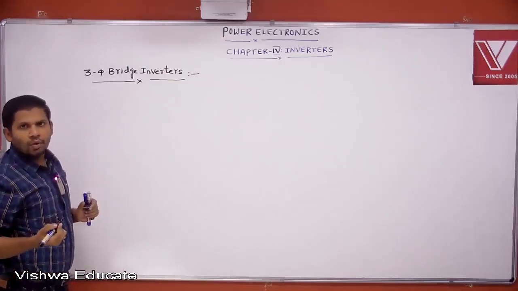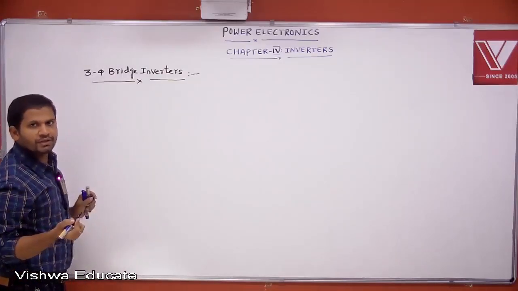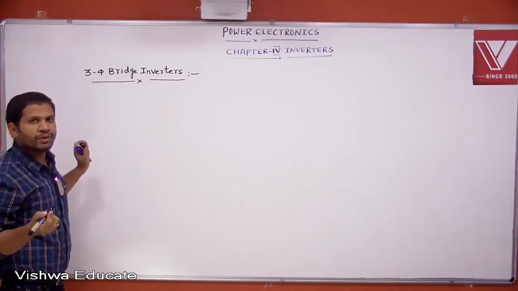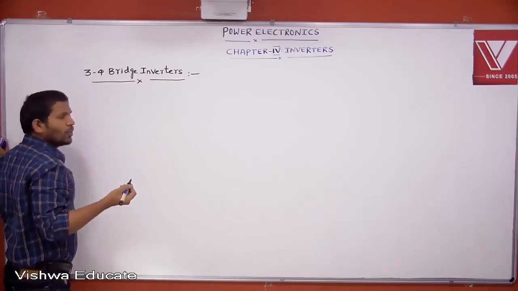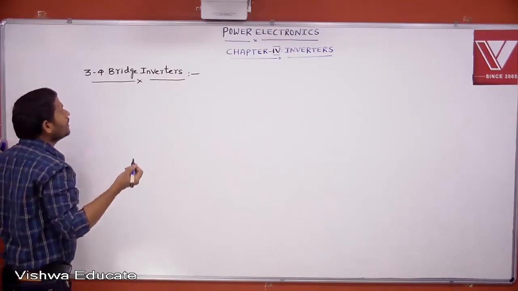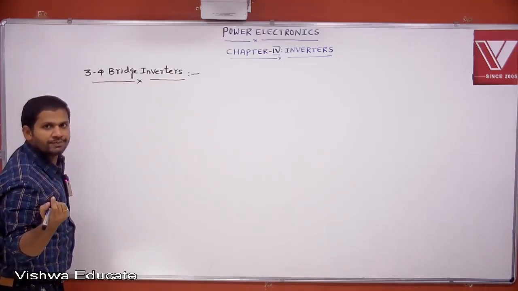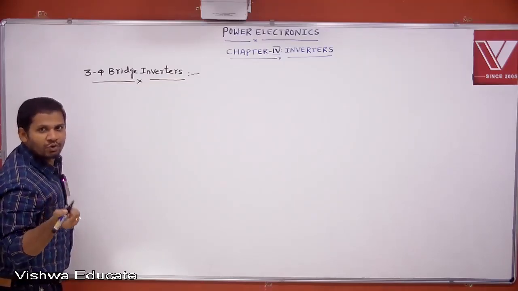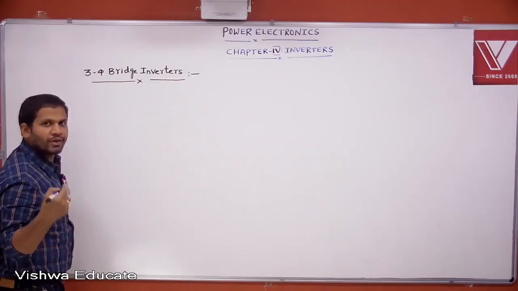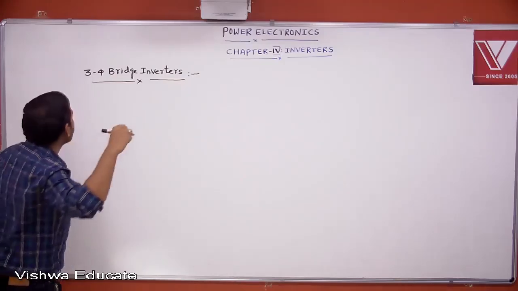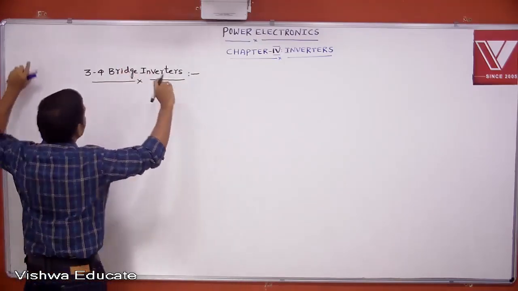This is voltage source inverter, three-phase bridge, that is three-phase voltage source bridge inverter. Here I am talking about voltage source inverter now. The only difference between voltage source inverter and current source inverter is if the input is voltage source, that is voltage source inverter. If the input is current source, then that is the current source inverter. Okay, that you know.